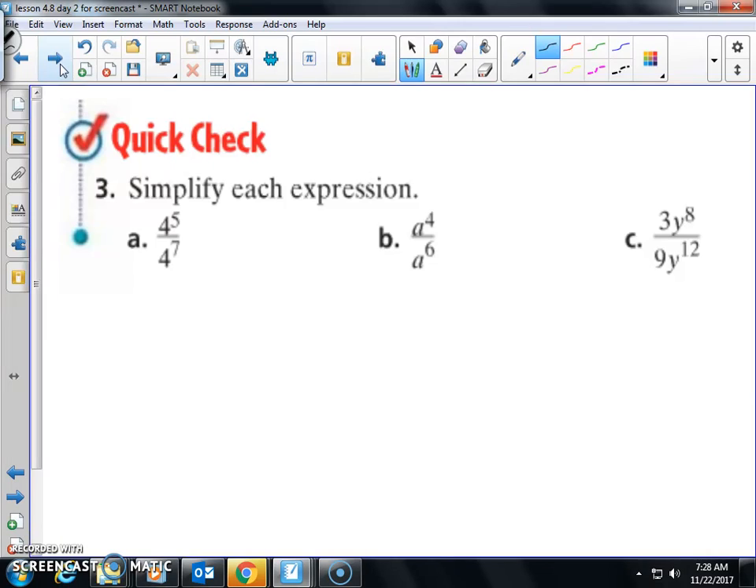Your job is to try all 3 of these. Now's a good time to stop the video and then come back after you've tried all 3, and I'll go through the steps to solve them.